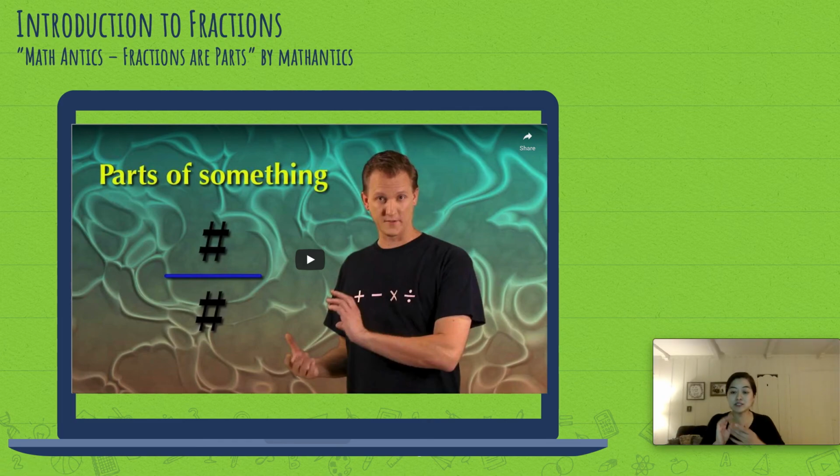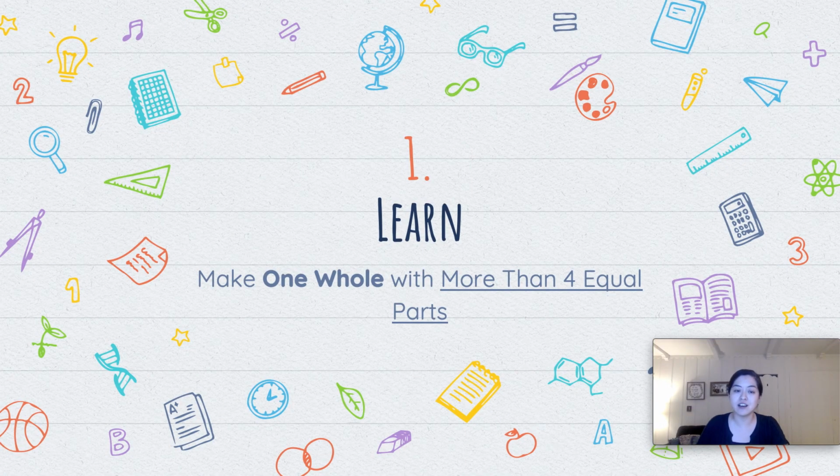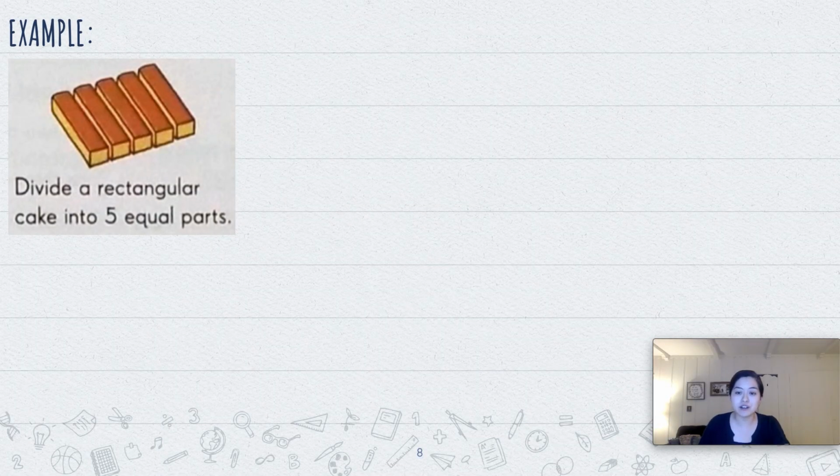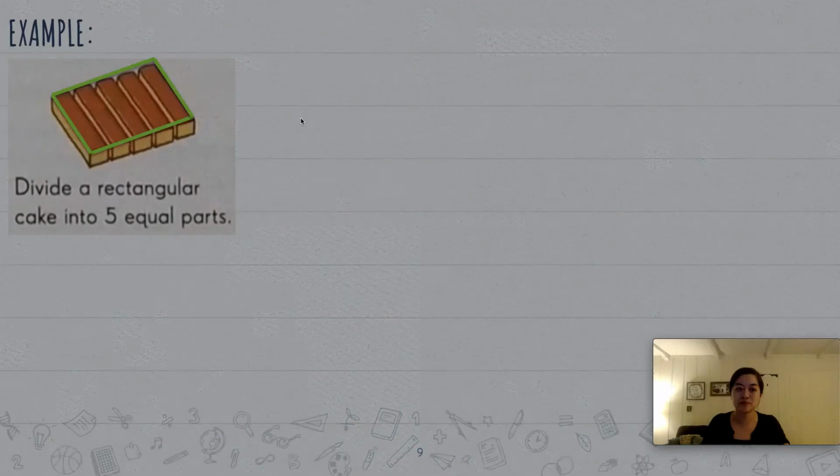Okay, so let's just continue with fractions. Look at this example here. We have a cake, and this cake was divided into 5 equal parts. You see that? Kind of looks like a Kit Kat bar chocolate. But in this example, it's a cake that's divided into 5 equal parts.